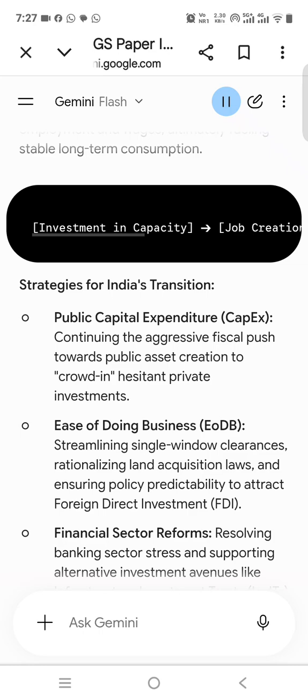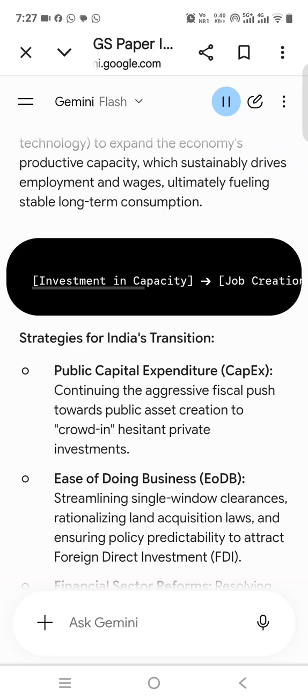Conclusion. NIP is not just an investment ledger, it is a blueprint for structural transformation. For it to succeed, it must be supported by asset monetization strategies, like the National Monetization Pipeline, to unlock idle public capital. Question 4. Explain the concept of the investment-led growth model.